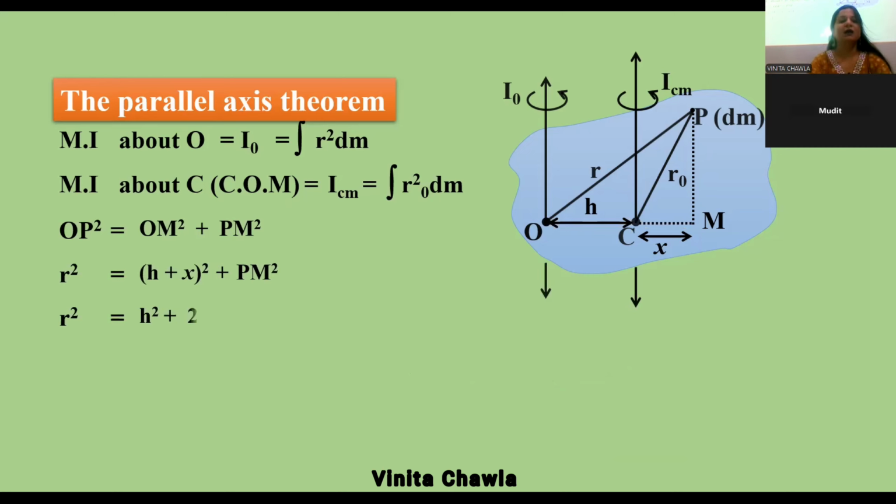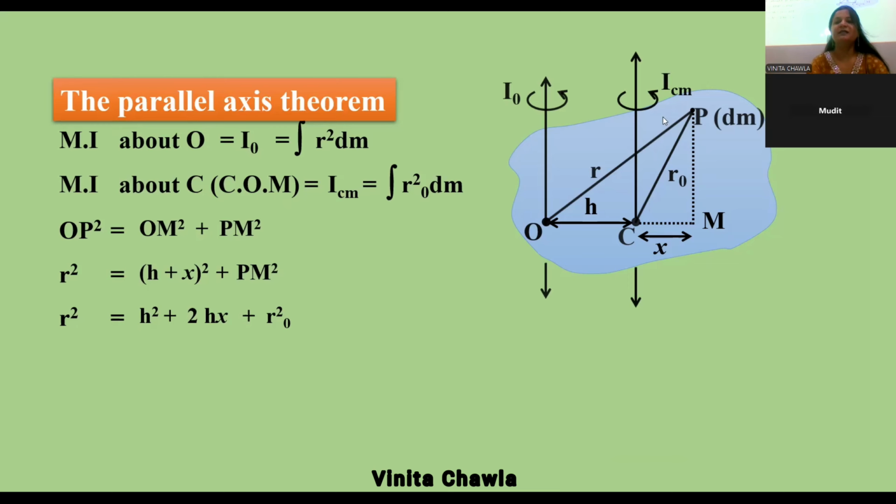ठीक है. तो अब आपका R square आ गया ये. अब ये कैसे आया ये बताना जरा मुझे. H square plus X square, X square होना चाहिए था. H square plus 2HX plus X square plus PM square. ये R naught square कहां से आ गया?